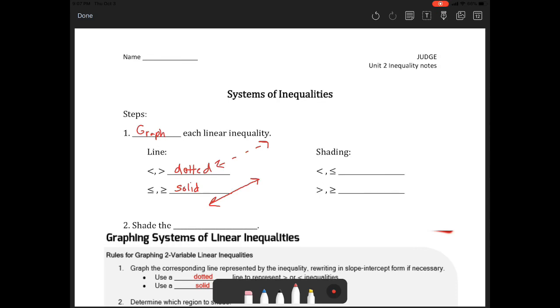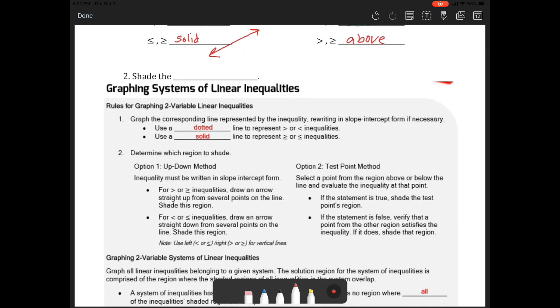And then we still have another thing we've got to worry about, and that's where we're going to be shading. So if we have less than or equal to, you're always going to shade below the line. And if you have greater than or equal to, you're going to shade above the line. This will make more sense as we actually start doing some of the graphs, so bear with me.